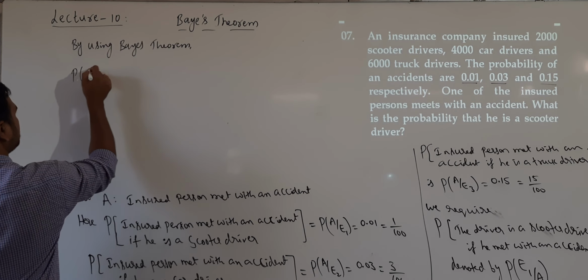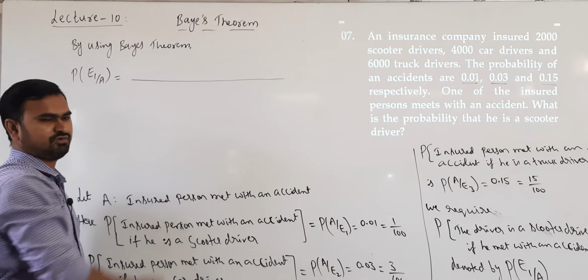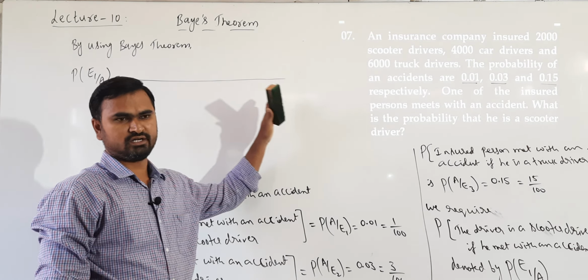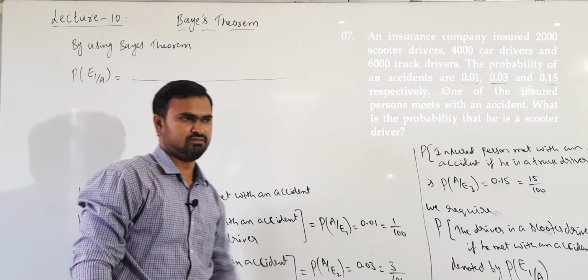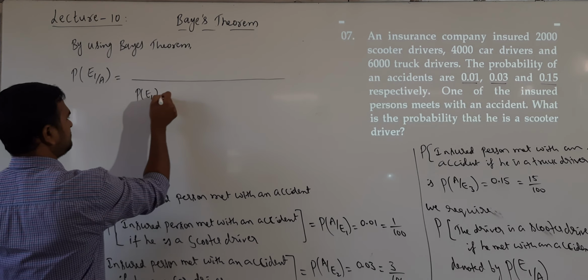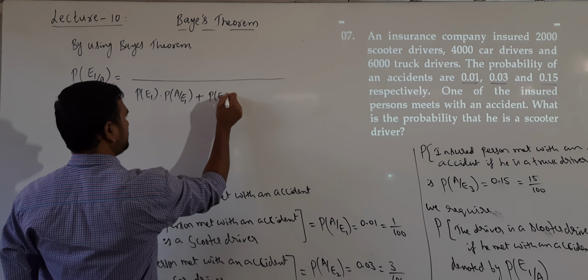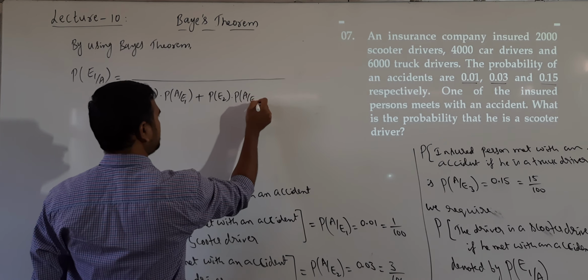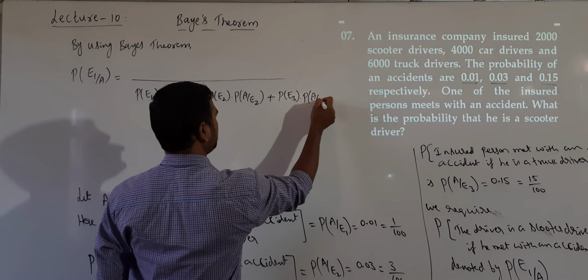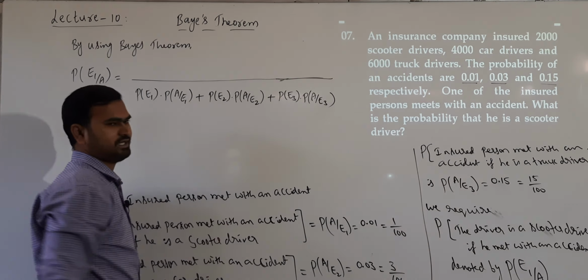how can I write P of E1 given A? Again, first we write the theorem of total probability. The accident may happen to a scooter driver, or to a car driver, or to a truck driver. So all the possibilities: P of E1 into P of A given E1, or P of E2 into P of A given E2, or P of E3 into P of A given E3. This is the total probability of an accident.